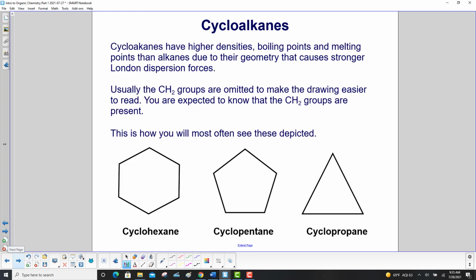Cycloalkanes have higher densities, boiling points, and melting points than alkanes due to their geometry that causes stronger London dispersion forces. Usually, the CH2 groups are omitted on the drawings to make them easier to read. You are expected to know that the CH2 groups are present. This is how you most often will see them depicted, just like that, kind of like the old skeletal diagrams we had earlier.